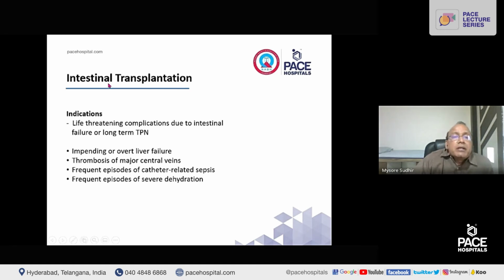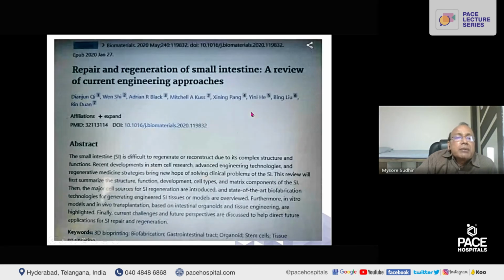Then one of the major topics is intestinal transplantation. This needs a separate talk by itself; I think surgeons can do that. The indications are life-threatening complications due to intestinal failure or long-term TPN. How long can TPN be continued? 1 year, 2 years, but beyond that, complications can occur. Such patients are candidates for intestinal transplantation: those with overt liver failure, thrombosis of the main central veins because of continuous TPN administration, frequent episodes of catheter-related sepsis, and frequent episodes of severe dehydration. We lose these patients at the medical level if they don't go for intestinal transplantation. So these are the indications for intestinal transplantation.